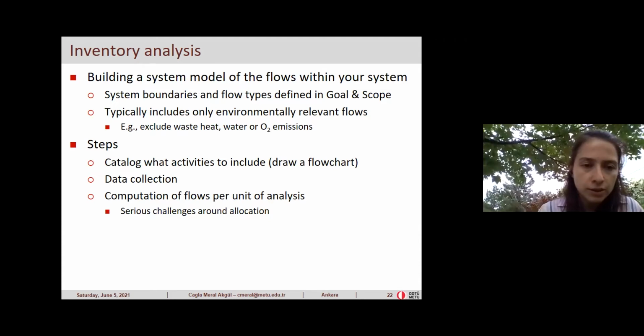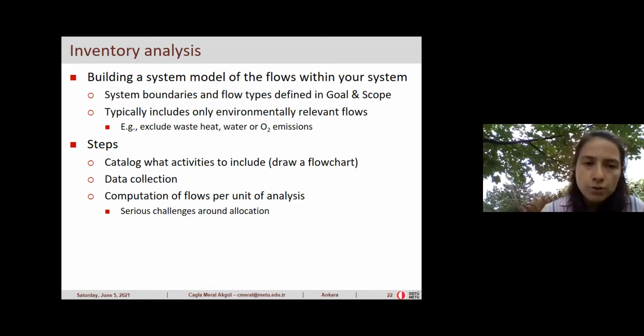In the inventory analysis stage, it typically includes only environmentally relevant flows. For example, most of the time in life cycle assessment, you exclude waste heat, waste oxygen emissions, or water. Sometimes these are omitted because they are not included in impact categories, but actually they are very critical too for many reasons, which we will not discuss here.